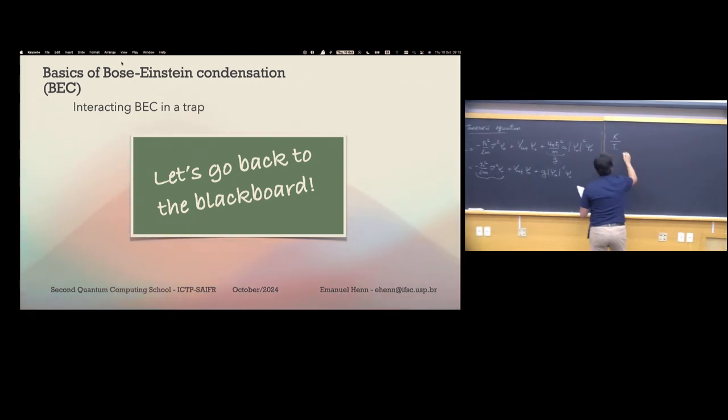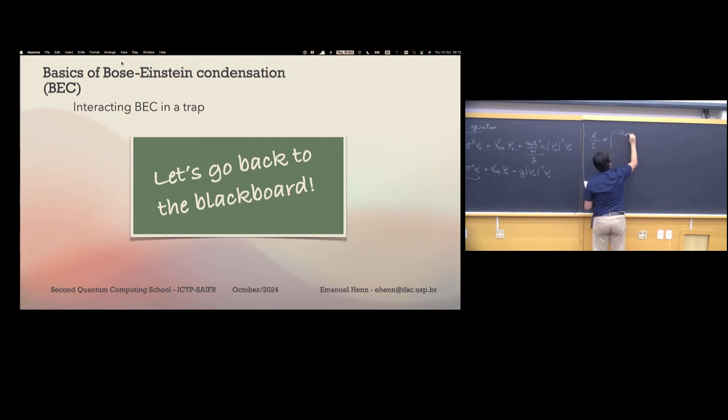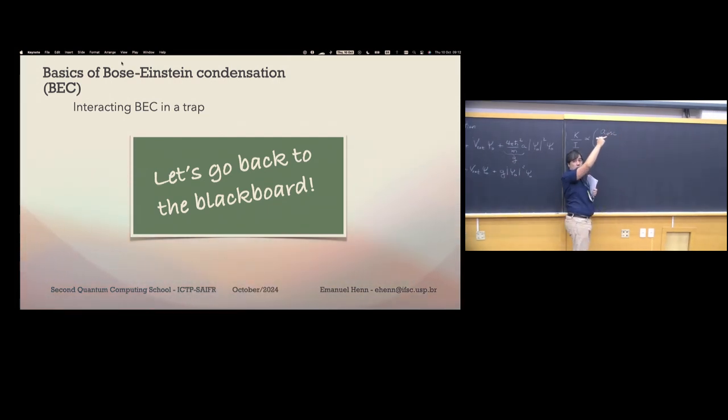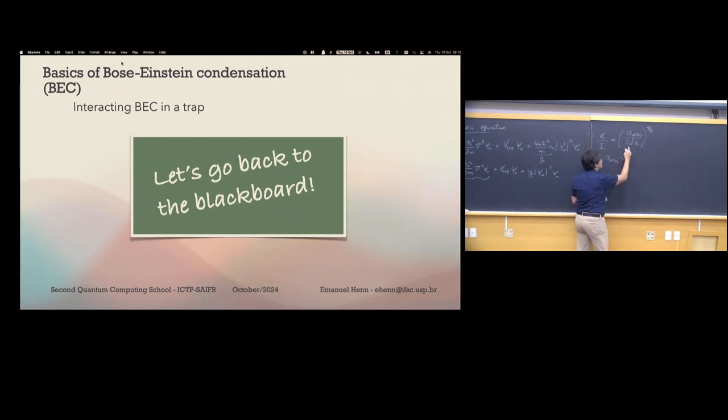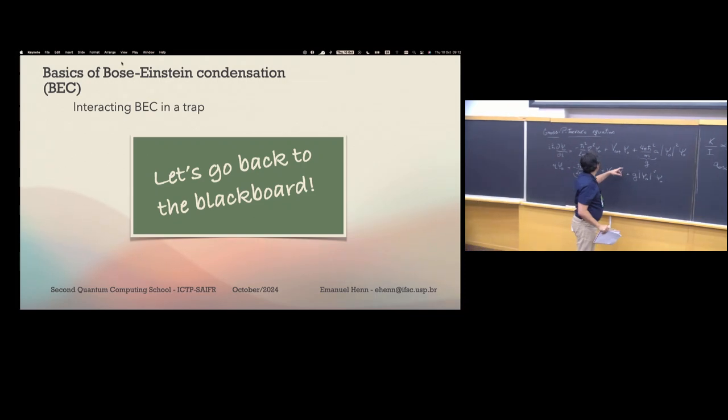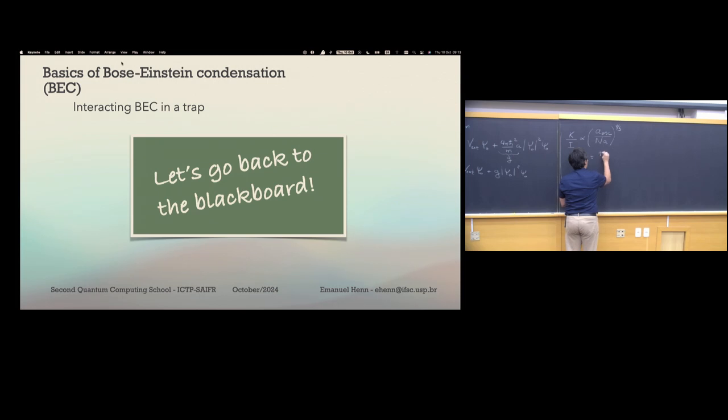scales, this is proportional to a quantity that is the oscillator length, I'll just define what it is, over the number of atoms times the scattering length to the 1/5, okay? This oscillator length is easy to know what it is: if I solve this equation without interactions, this is in a potential that is a harmonic oscillator. The wave functions are Gaussian, so the oscillator length is the width of this Gaussian. So it's the typical size of the system when there are no interactions. So this is the square root of h bar over m omega, okay?